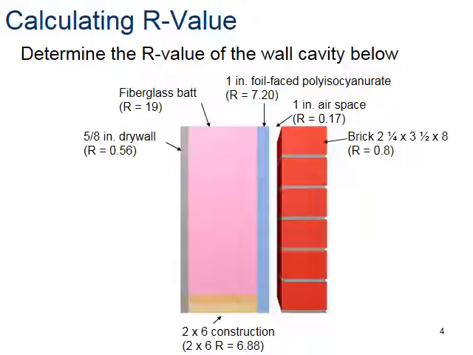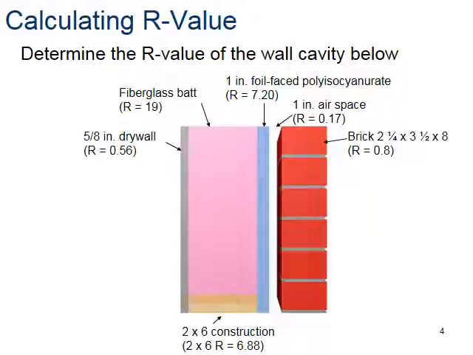Pretty darn good. And then finally, we get to some fiberglass. That's the pink stuff in there. That has an R value of 19. So 19 is higher. It's the highest one here, which is good. That's what we want our insulation to do. So it resists any movement of heat. So remember, the higher the R value, the greater its resistance to giving up heat.